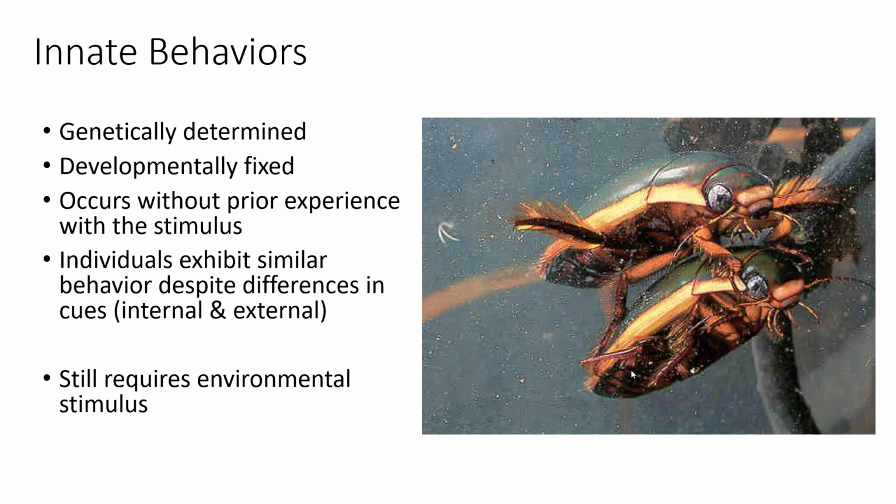Individuals exhibit similar behavior despite differences in cues. That can be internal cues or external cues. And it still requires environmental stimuli. That environmental stimulus can be called a sign stimulus or a releaser. It is something that is going to cause the innate behavior to occur.